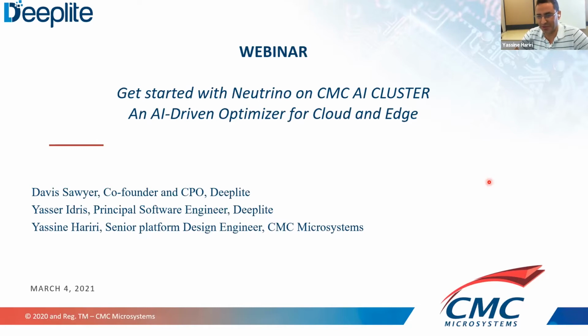Welcome to this webinar. It's a great pleasure to announce a partnership with Deeplite. And this is the first webinar we are going to host today. It's about a tool called Neutrino. It's an AI-driven optimizer for cloud and edge. So today is about how to get started with Neutrino on CMC AI Cluster.